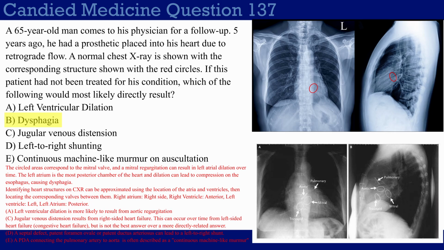And they also like you to know that the left atrium is the chamber closest to the posterior lying structures like the esophagus. So if you get a left atrial dilation or something, you can get dysphagia because it's compressing on the esophagus.